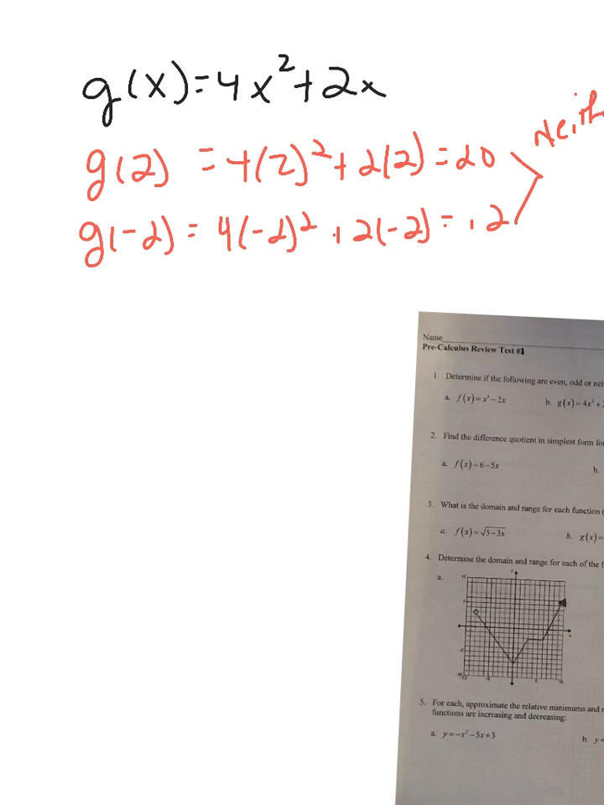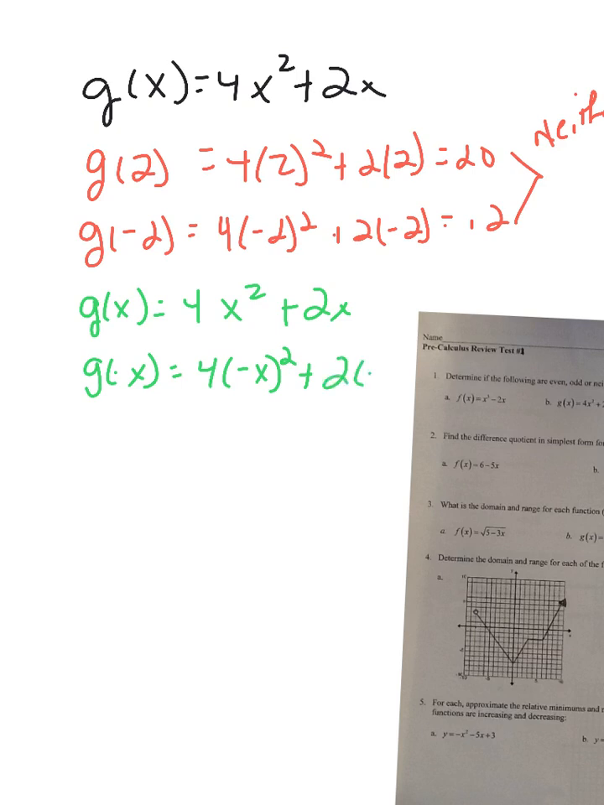All right, so now let's do it algebraically. So g of x is equal to 4x squared plus 2x. G of negative x is equal to 4 times negative x squared plus 2 times negative x. So I get negative x squared is positive x squared, so that's 4x squared. And then 2 times negative x is negative 2x. So we can see the 4x squared and the 4x squared, that's the same, but then 2x and negative 2x, that's opposite, so it's neither.